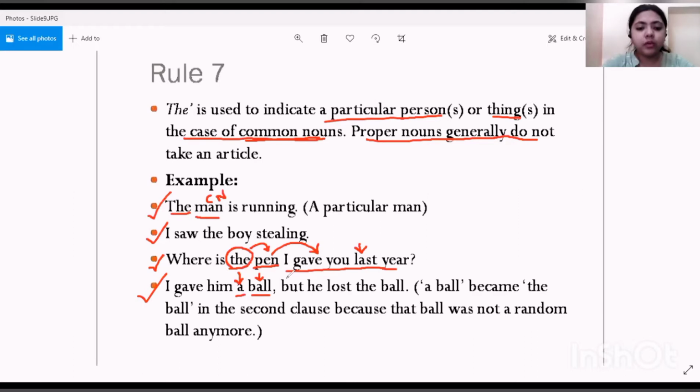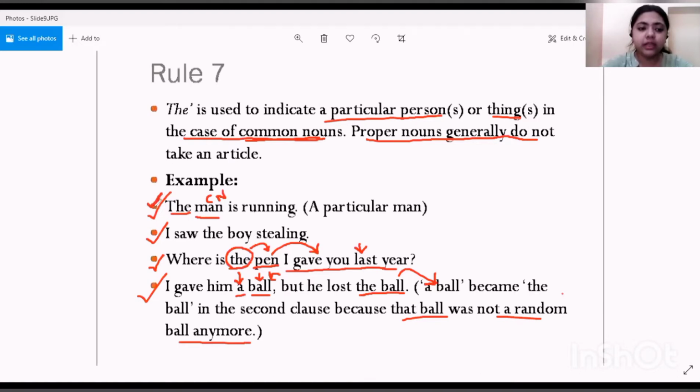But now when we come over to the next part of the sentence, but he lost the ball, right? So which ball has he lost? He lost the ball which I gave him. So now this ball becomes the particular one. Okay, see, a ball became the ball in the second clause because that ball was not a random ball anymore. Why? Because I have already introduced the ball in the first part of the sentence, that I gave him a ball.